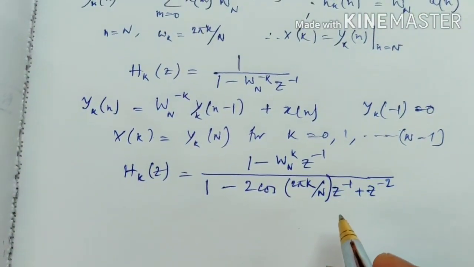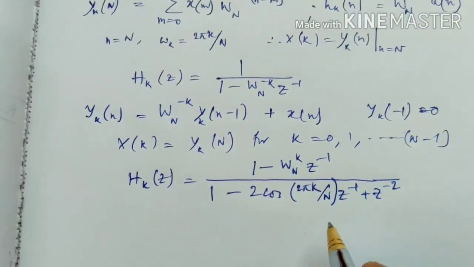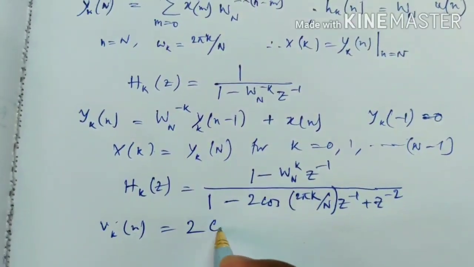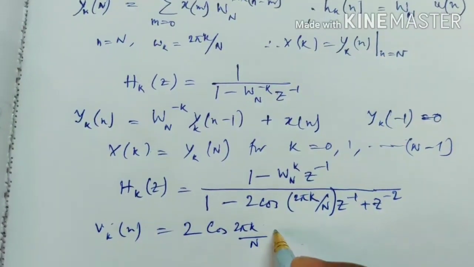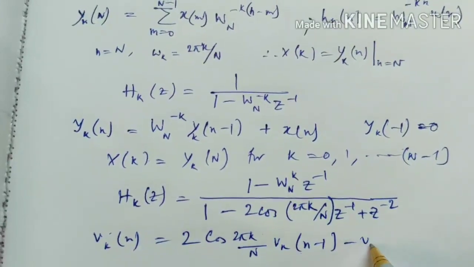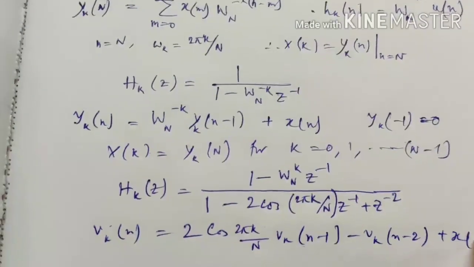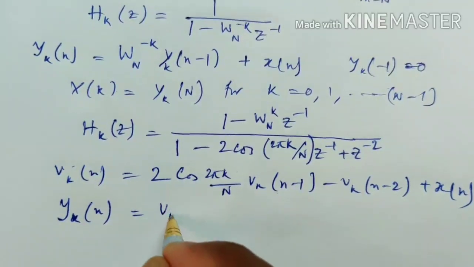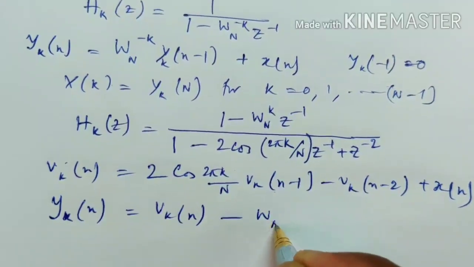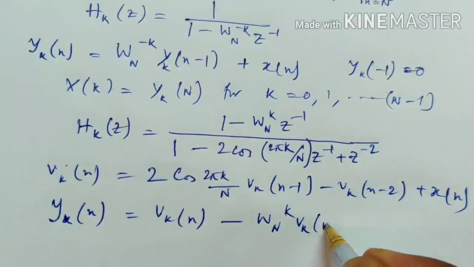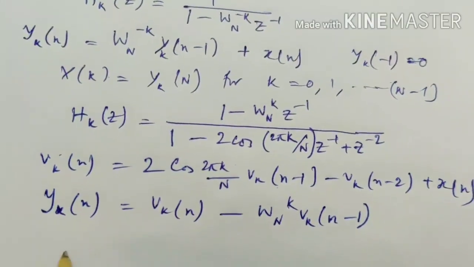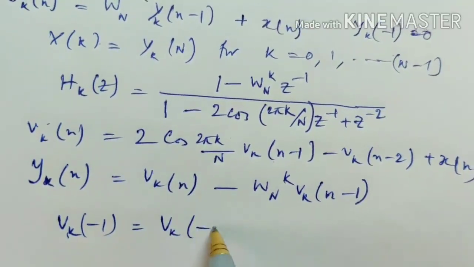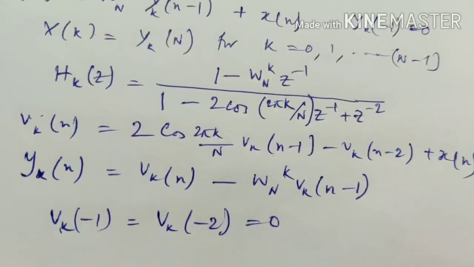So the direct form 2 realization of the system can be described by the difference equation V_k(n) equal to 2 cos(2 pi k by N) V_k(n minus 1) minus V_k(n minus 2) plus x(n), and y_k(n) will be equal to V_k(n) minus W_N^k V_k(n minus 1), with the initial condition V_k(minus 1) equal to V_k(minus 2) equal to 0. That is the initial condition.